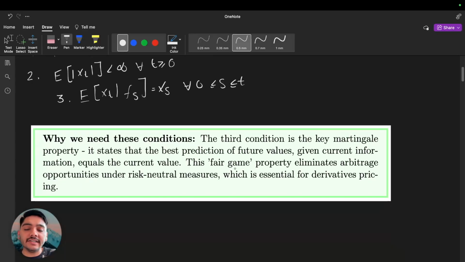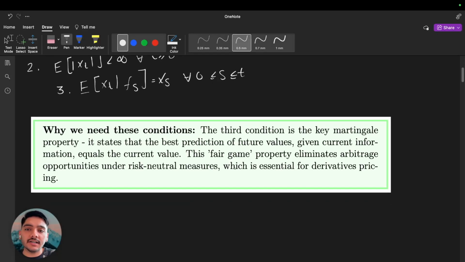So why do we need these conditions? The third condition is the key martingale property. It states that the best prediction of future values given current information equals the current value. So this fair game property eliminates arbitrage opportunities under risk neutral measures, which is essential for derivative pricing.